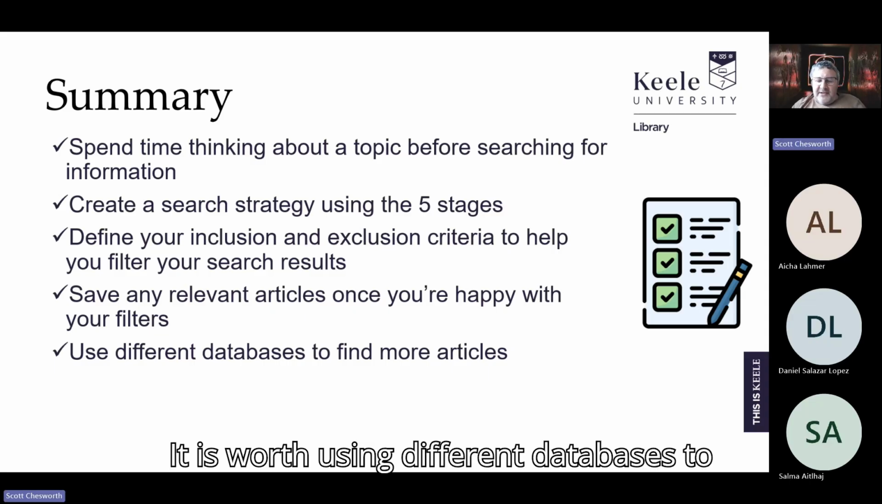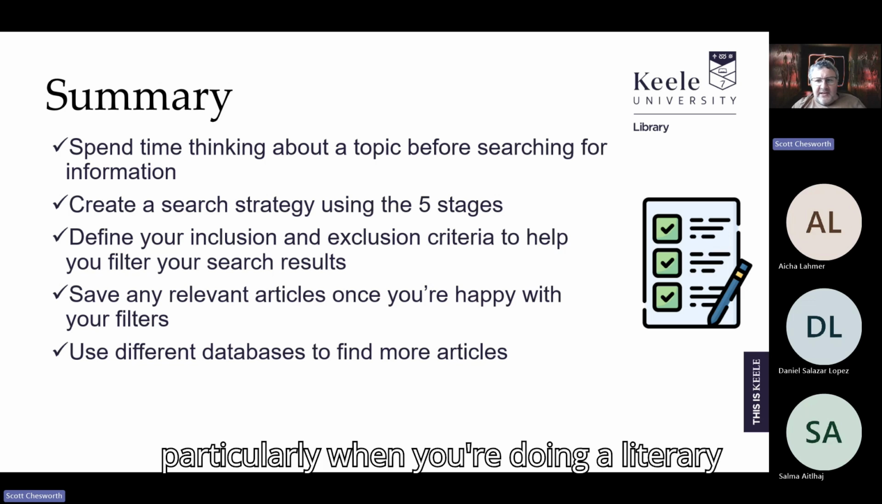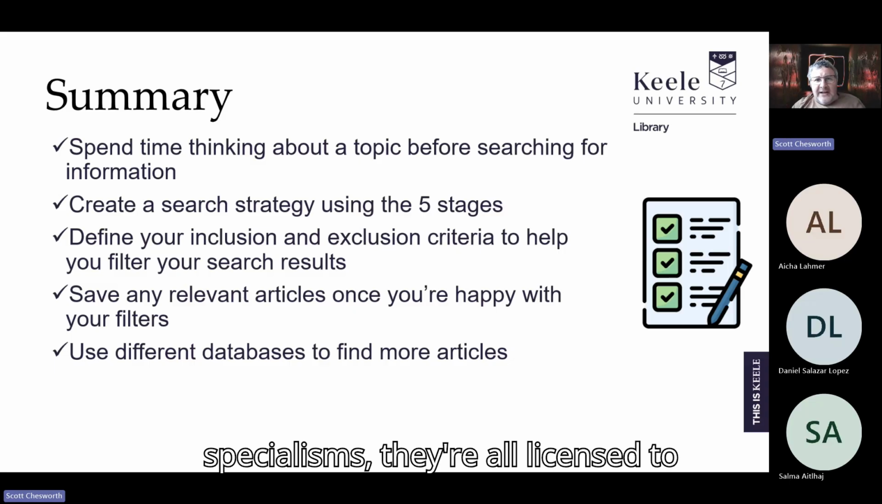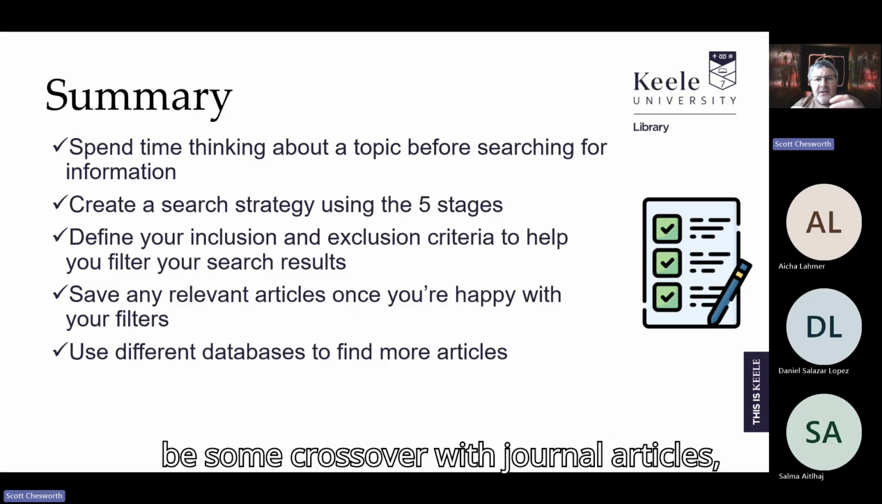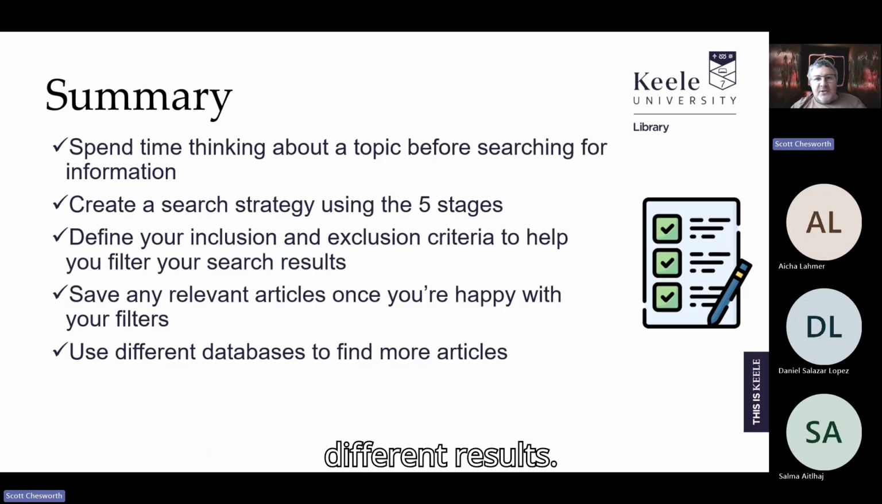It is worth using different databases to find more articles, particularly when you're doing a literature search, because they all have different specialisms. They're all licensed to index from different journals. There'll be some crossover with journal articles, as we saw, but generally you'll get different results.